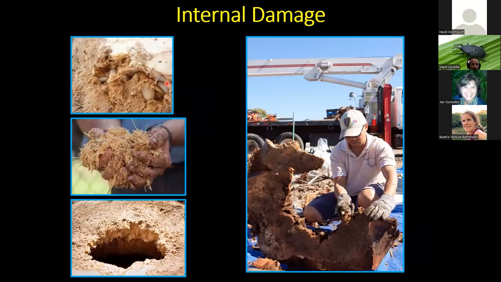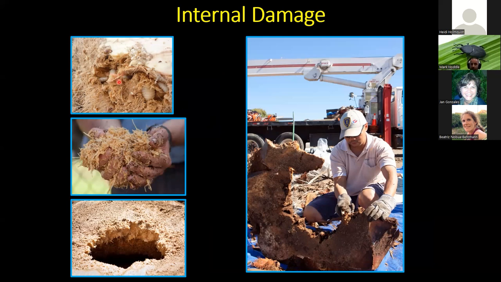So if you looked inside the palm, you'd see that the top part of the palm, the crown region or the apical meristem, has been heavily attacked here by these weevil larvae. This is the life stage that kills the palms. They damage the growing area of the palm. That damage is irreparable. Once it is heavily damaged, the palm goes into decline, eventually dies. And the larvae are responsible for this.